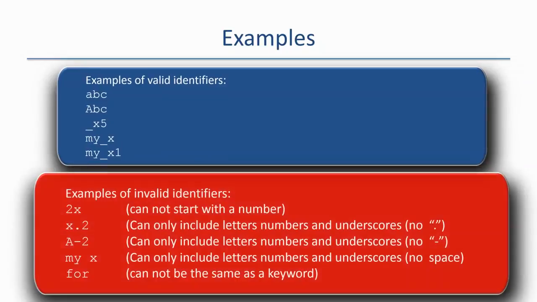And here's an example of some invalid identifiers. The first one, which is 2x, is invalid because it starts with a number. The second one, which is x.2, is also invalid because it has a dot between the x and 2. The next one is a minus sign 2. Again, it cannot be used because a minus sign is not allowed. The next one, which is my x, is invalid because it has a space between my and x. And last one, which is a for, cannot be a valid name for identifier because it is a Python keyword.